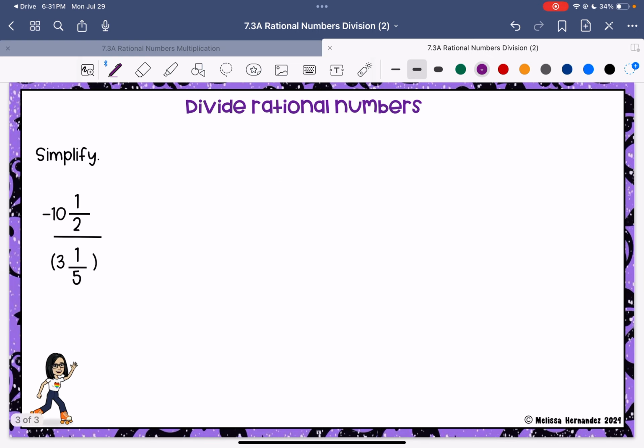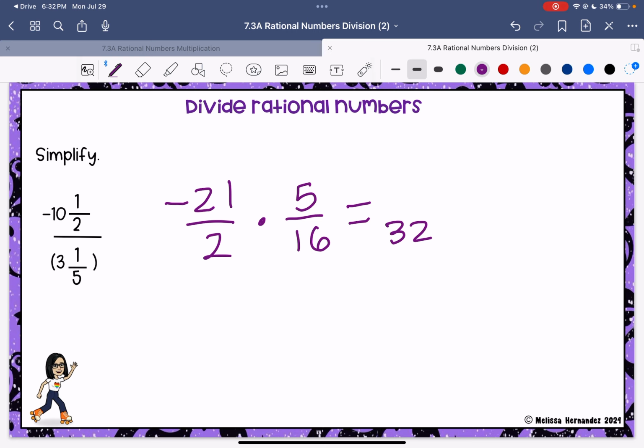Okay, so for this one, we're still going to convert to improper fractions. So 2 times 10 is -20, so that would be -21 over 2. And then we're going to multiply by the reciprocal. So this is actually 16 over 5, so it becomes 5 over 16. We just multiply straight across. This would be 32. 5 times 20 is 100. So this would be 105.